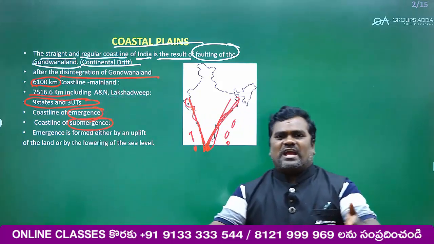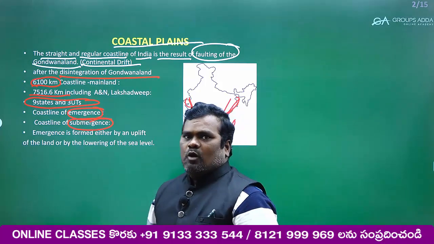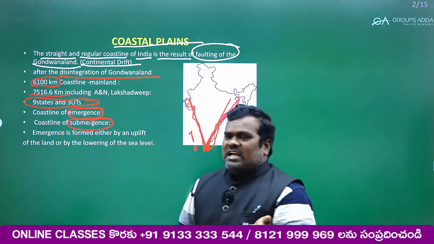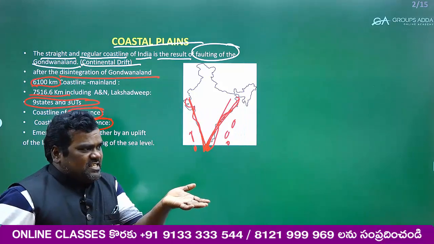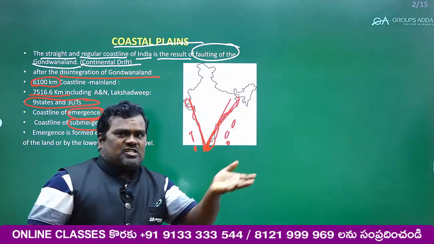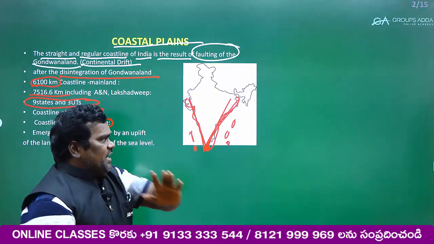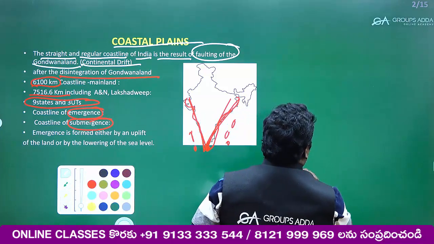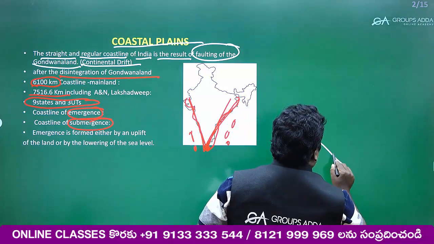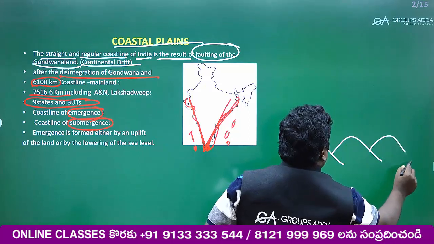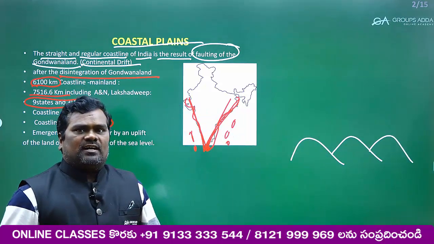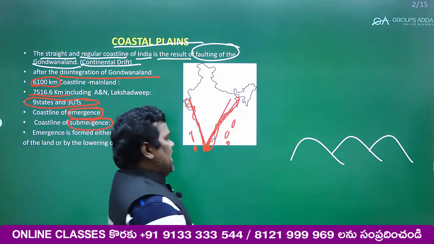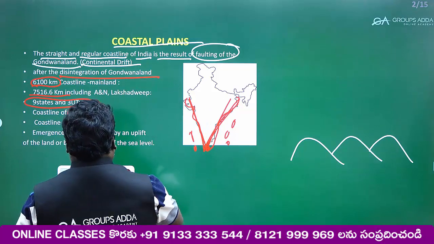What do you mean by emergence and submergence? Okay. Emerging. What do you mean by emerging? Anything which is coming out, otherwise which is growing. Let me give you some example. See here. Okay. These are the mountains. Assume that these are the mountains, isn't it? And we have water here.